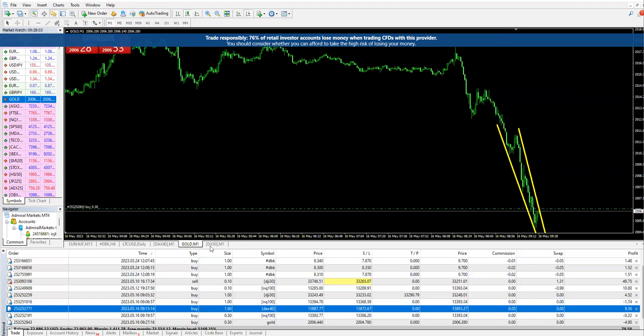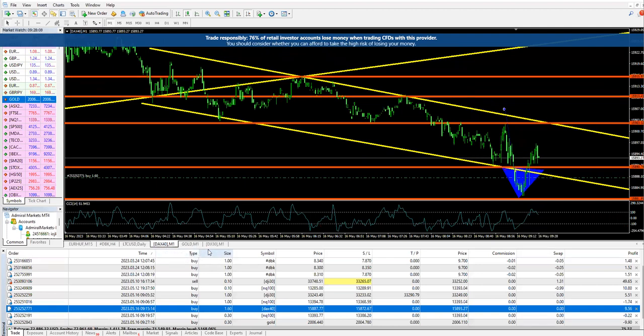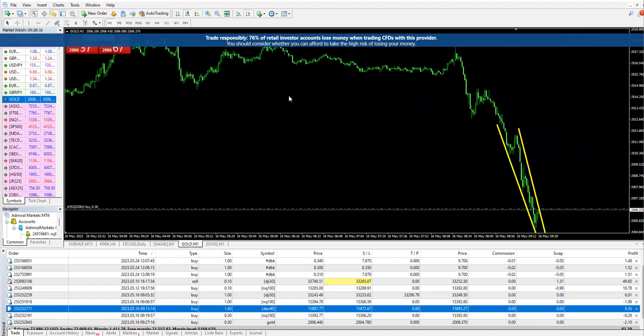Let's go to Dow Jones, DAX. And let's go back to gold. I don't know if we will be lucky or not, but sometimes we have to try to trade.